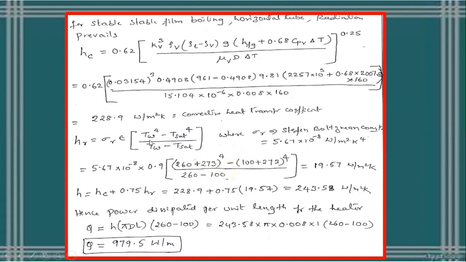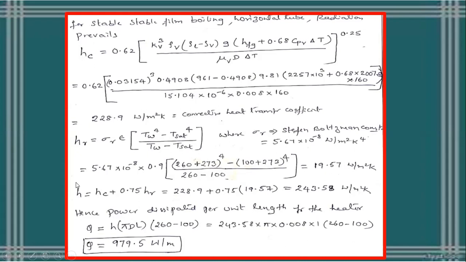Then obtain the radiative heat transfer coefficient. For this, please make sure T wall and T saturated are in the Kelvin scale. Here sigma is not the surface tension value. Please make sure this is the Stefan-Boltzmann constant, which we know is 5.67 times 10 to the power of minus 8. Don't ever substitute sigma as surface tension in this problem. Multiply by the emissivity of 0.9, then simplify and calculate, and you will get the heat transfer coefficient as 19.57.